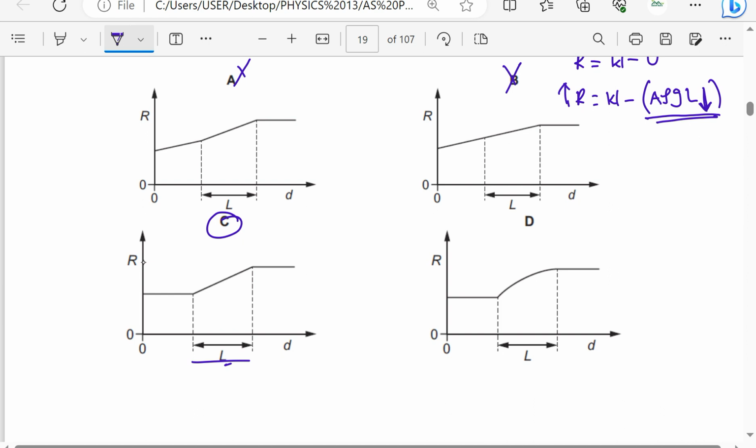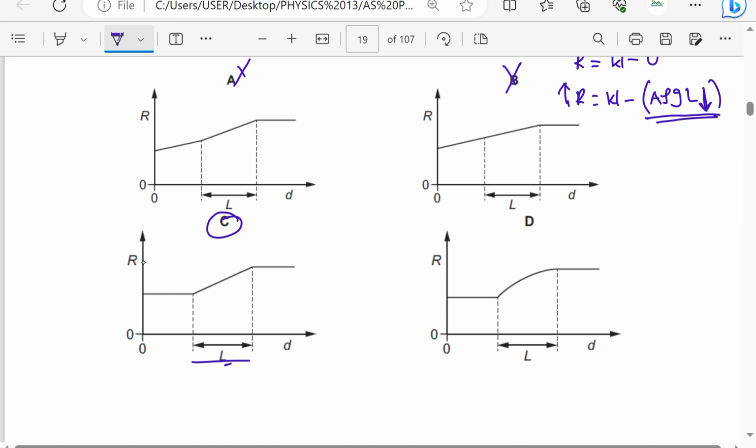So I have said L decreases, and because the weight does not change, the upthrust decreases. So if the upthrust decreases, the resultant increases. That's why we are having a straight line here.